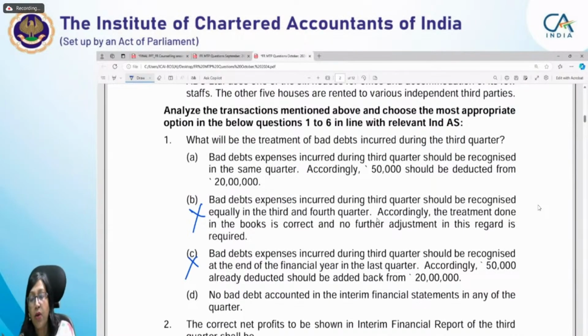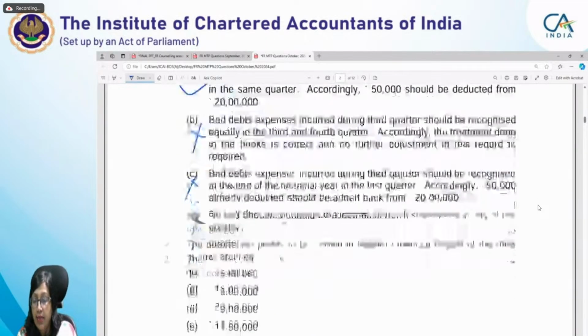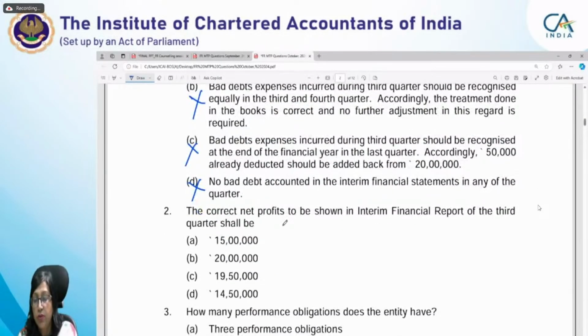No bad debt accounted in the interim financial statement in any of the quarters. So they are saying that bad debt should not be accounted for at all in the interim financial statement. Is it possible? If it is an expense or a loss, it has to be accounted for as and when it is incurred. So this is also wrong. So your correct treatment is A. Next part of this, the correct net profit to be shown. This we have already calculated and we came to 14 lakh 50,000. So this is your correct option.